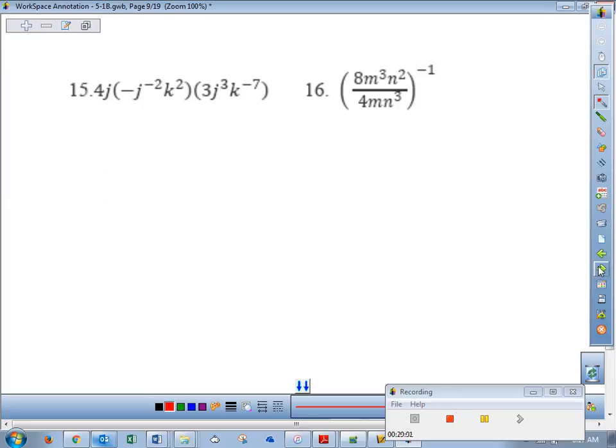15. All kinds of exponents, all kinds of parentheses, all kinds of stuff. Do you have any exponents outside of the quantity, though? No. They're all inside the quantity. Realize I didn't put a space here. My bad. This should just have a space. So this is 4j times this times that. Multiply it all together.